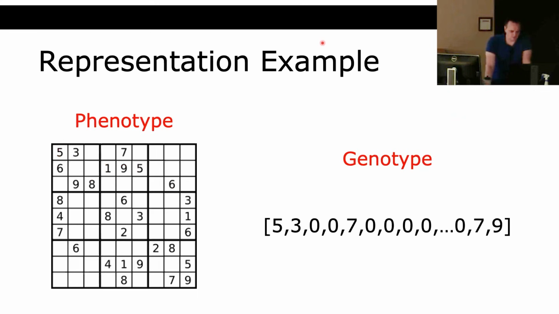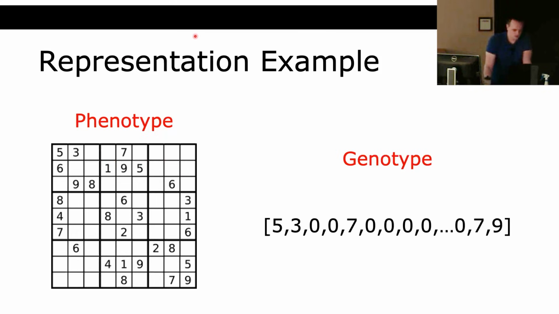So here's our example, phenotype of a Sudoku board into the genotype. And so what I did here was just go from left to right on each row: 5, 3. If there's nothing there, it's a 0. 5, 3, 0, 0, 7, 0, 0, 0, 0, 6, 0, 0, 1, 9, 5, etc., etc.